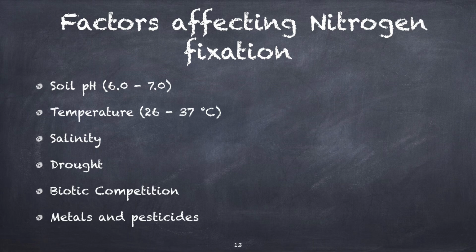Now let's talk about the factors affecting nitrogen fixation. For any reaction or any cycle to occur, we need some optimum conditions. Similarly, here the optimum conditions for nitrogen fixation to occur are soil pH between 6 to 7, temperature between 26 to 37 degrees Celsius, the right amount of salinity, whether there is a drought or not, the biotic competition, and the metals and pesticides present in the soil.